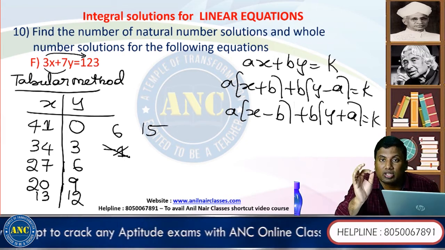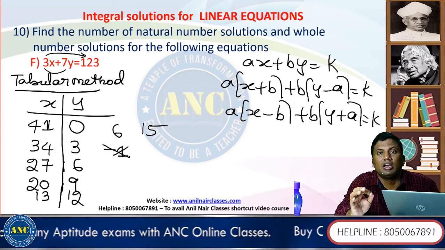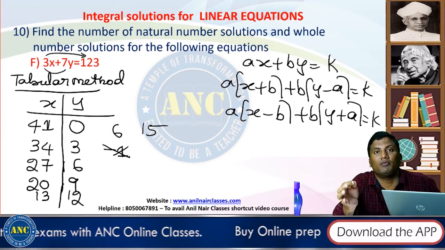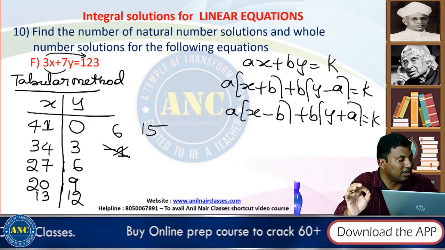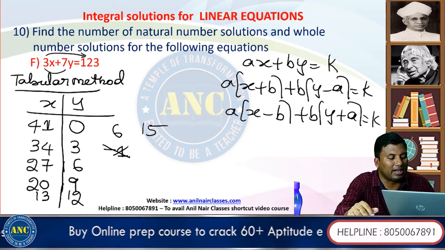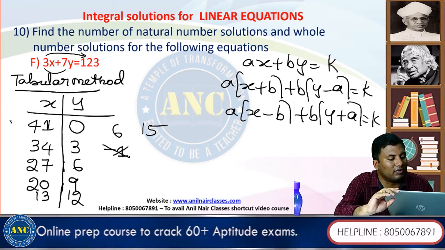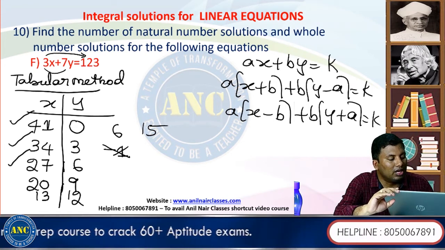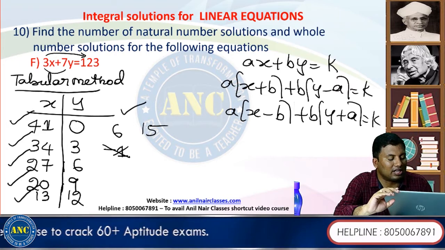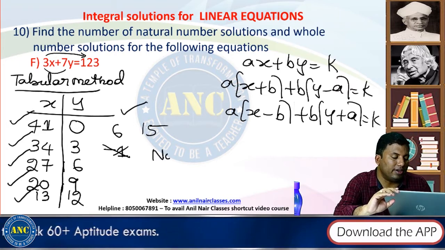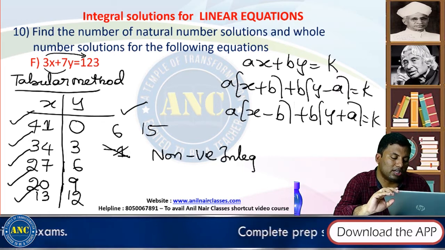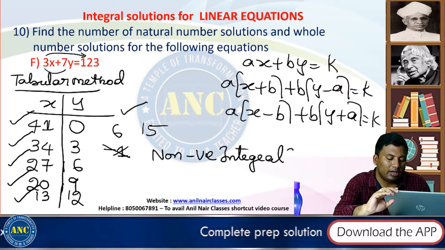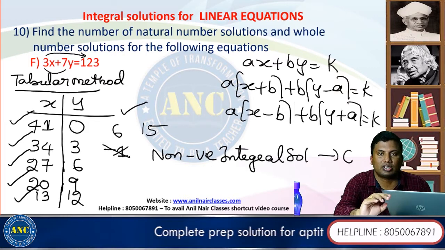Important point to save your time in tabular method: start with that variable where the coefficient is not a factor of right hand side. So how many cases did we get? 1, 2, 3, 4, 5, 6. So non-negative integral solutions are total 6.